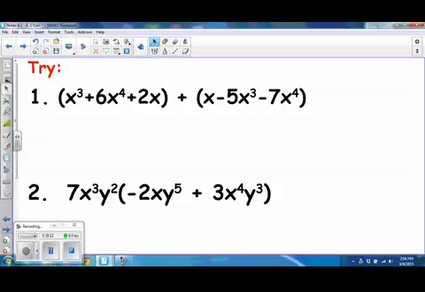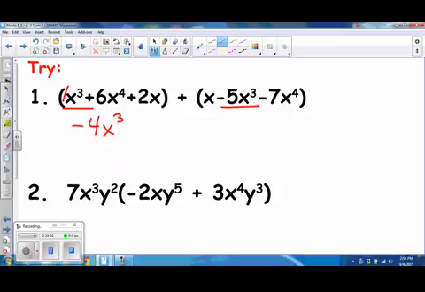Okay, let me do it and see. You can check your answer, okay? Because it looks like everybody's just about finished. So, there's a plus in between it. That means I'm not going to be changing any signs. I'm just going to be combining like terms, right? So we have an x to the third term and -5x to the third. So 1 minus 5 is -4x to the third.